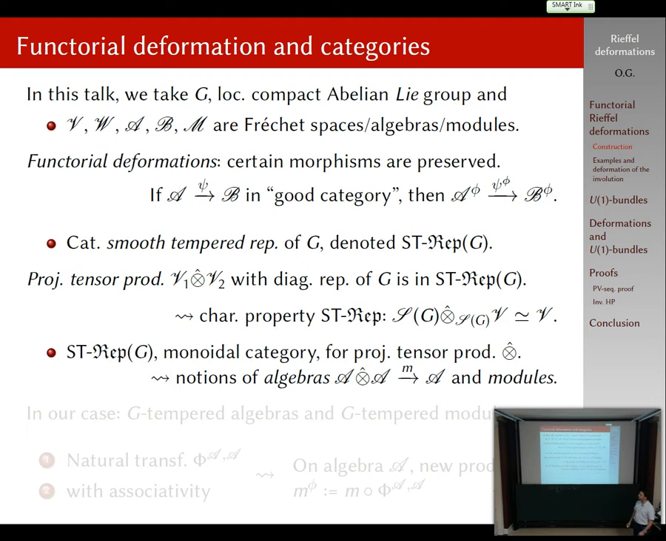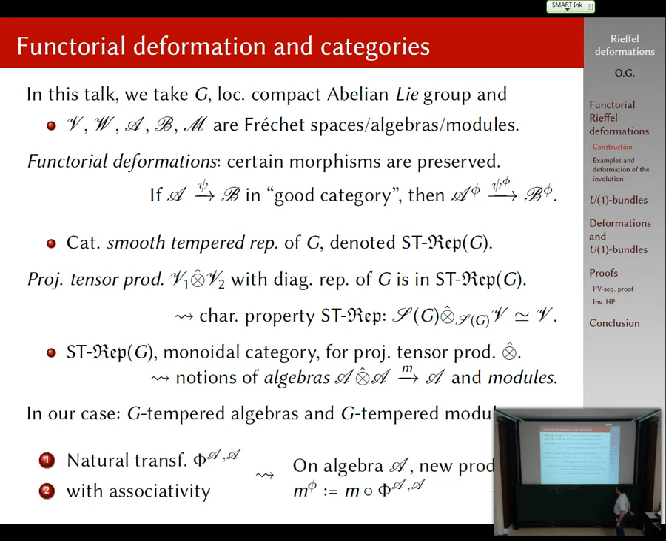Since we have a monoidal category, we have induced notions of algebras and modules. Algebras means that you have such a map which is in the category. And modules is something very similar. If your category is that of smooth tempered representations, the algebras in this sense are what you can call G-tempered algebras, with an action of G which is tempered and compatible with the representation. That's what we've written here. Same thing for the modules.